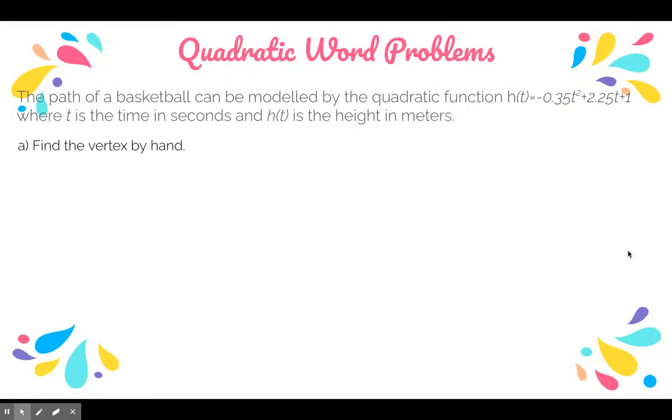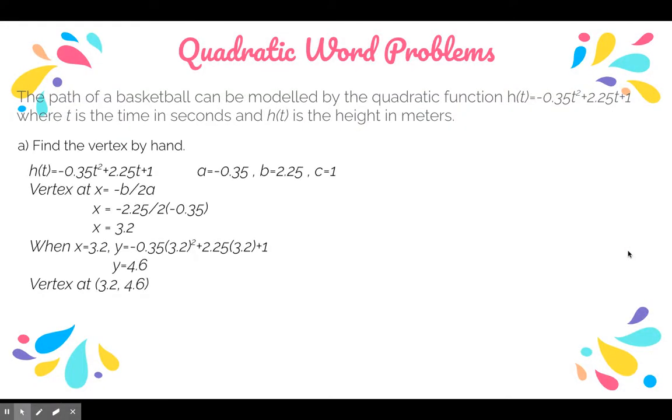The ball problem again, this time I'm going to find the vertex by hand. So I'm going to use the formula negative b over 2a to find the vertex. I'm going to substitute my value for b and my value for a into this equation and solve for the x value of the vertex. When I know the x value of the vertex, I have to then substitute the x value into the equation and solve for y. So my vertex is at (3.2, 4.6).